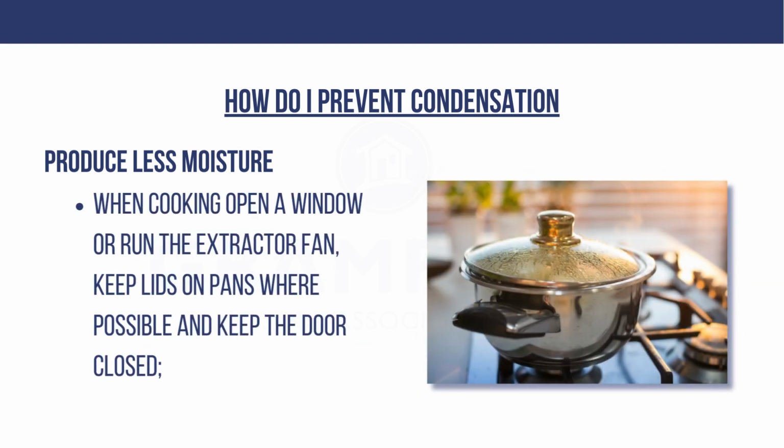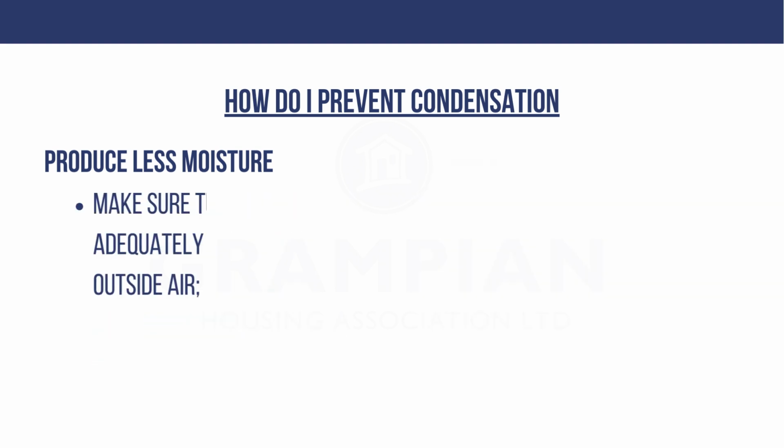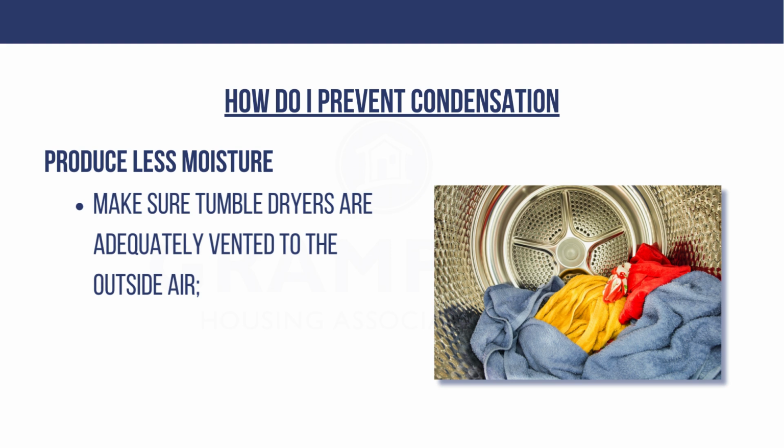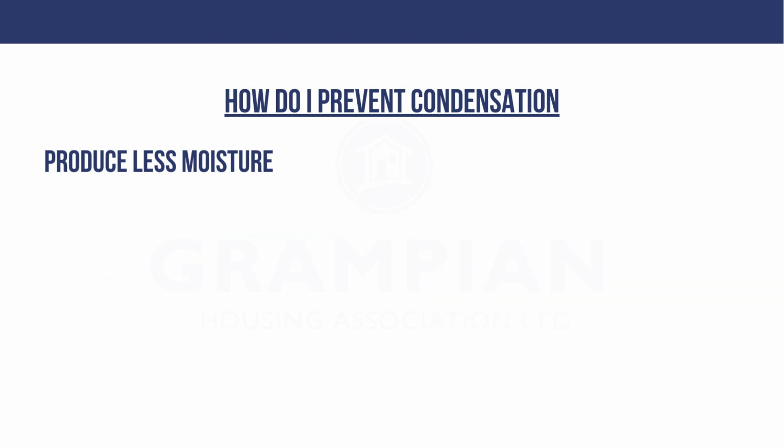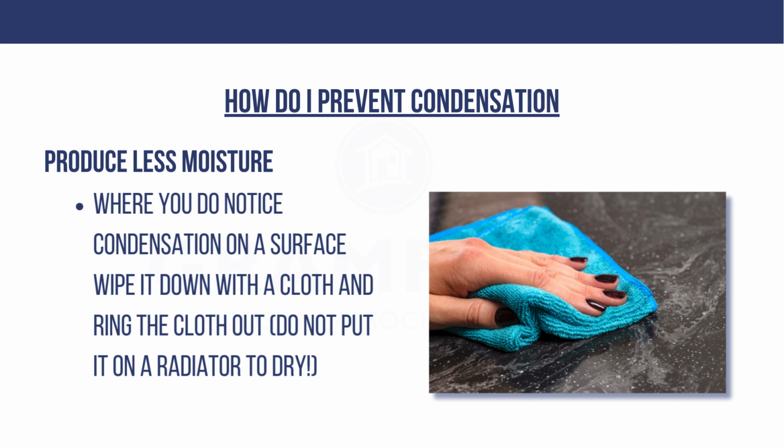When cooking, open a window or run the extractor fan, keep lids on pans where possible, and keep the door closed. Make sure tumble dryers are adequately vented to the outside air. Where you do notice condensation on a surface, wipe it down with a cloth and wring the cloth out. Do not put it on a radiator to dry.